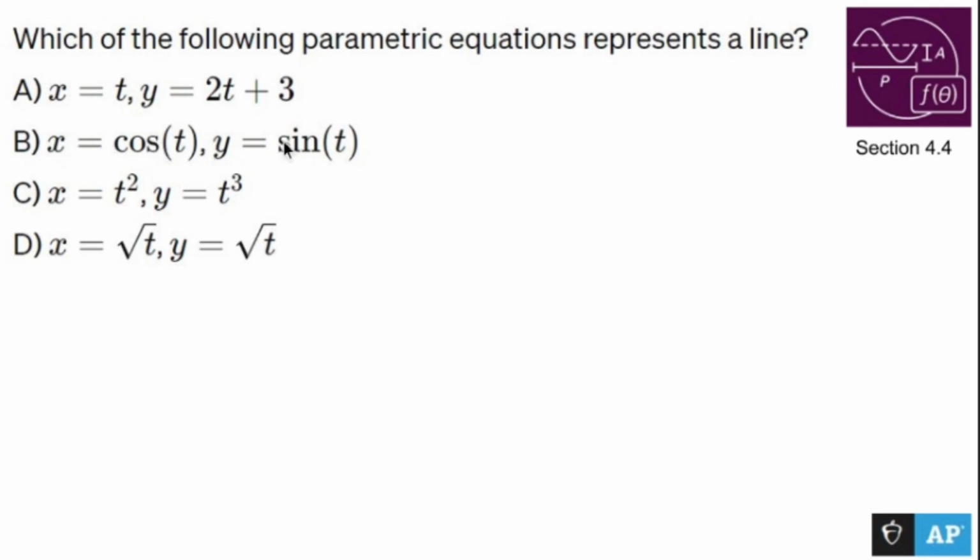If you look at B, it is a circle. As you plug in t values, you're going to create a circle that looks something like this going in that direction. Okay, that's what B is going to look like.